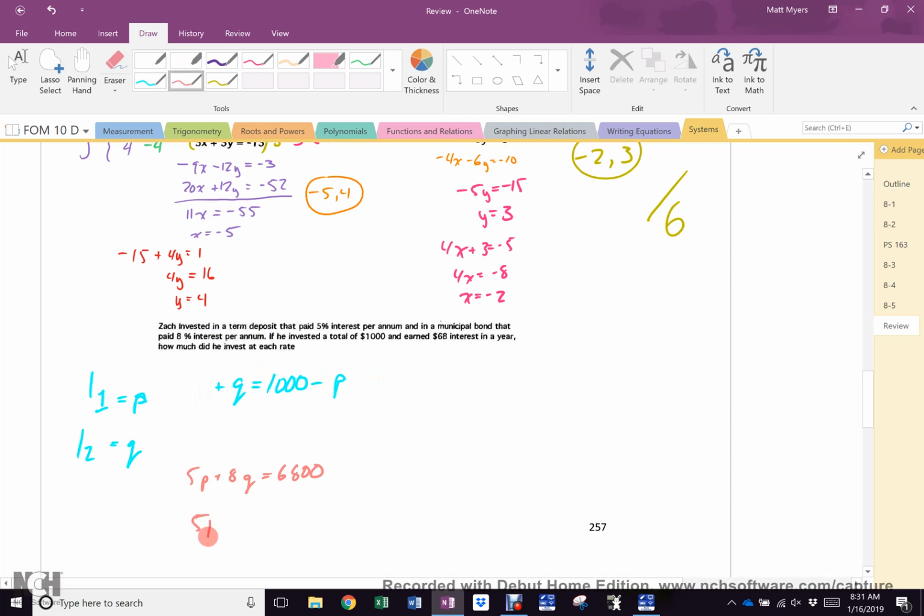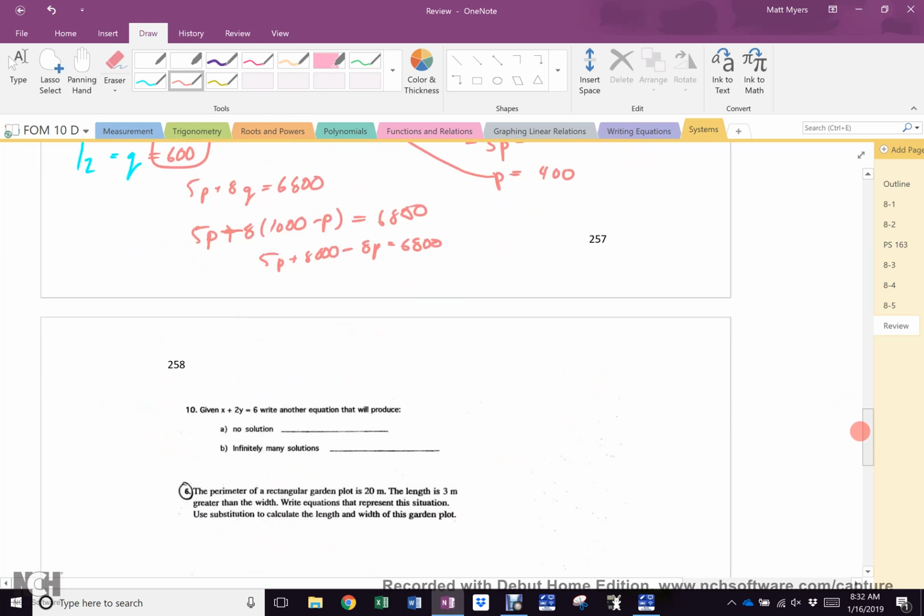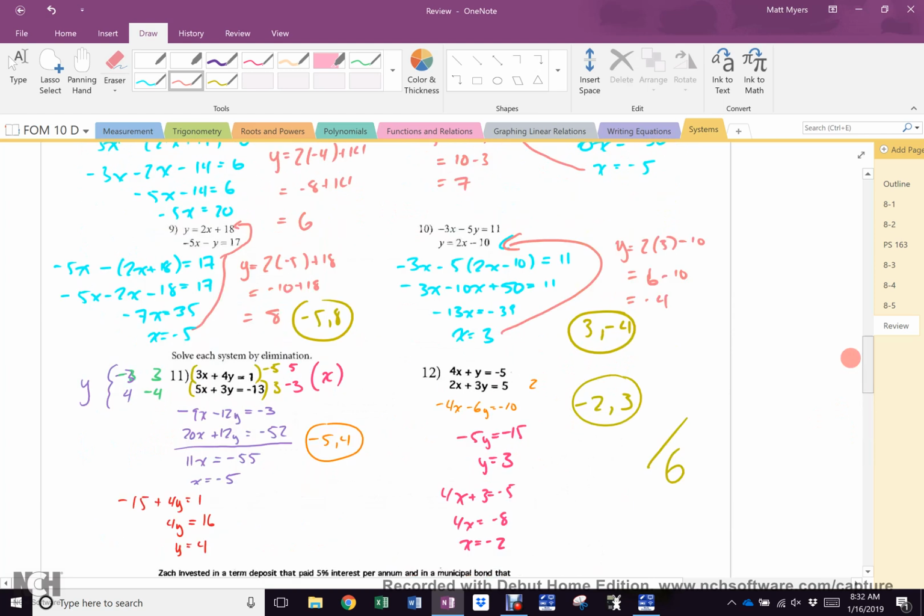So that would be 5p plus 8 times 1,000 minus p equals 6,800. 5p plus 8,000 minus 8p equals 6,800. Negative 3p equals negative 1,200. P equals 400. If p equals 400, 1,000 minus p, q equals 600. And that is going to be worth 3 because you had to set up your own system. Making that page out of 9.